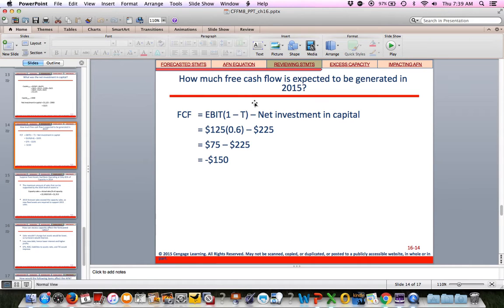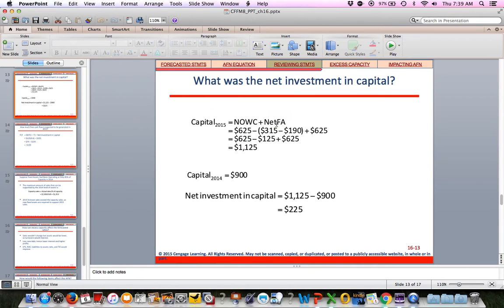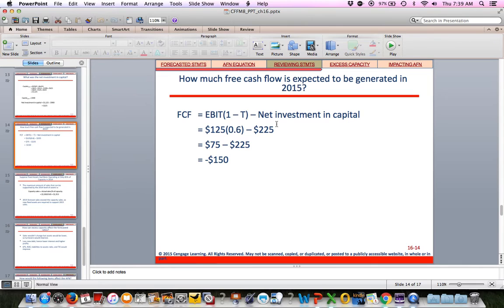You can see here, we take our EBIT, multiply it by 1 minus the tax rate. Our net investment in capital, we just calculated, was 225. So we generate 75 in cash, but we're using 225 of capital to increase our growth. So you have a cash shortfall of 150.